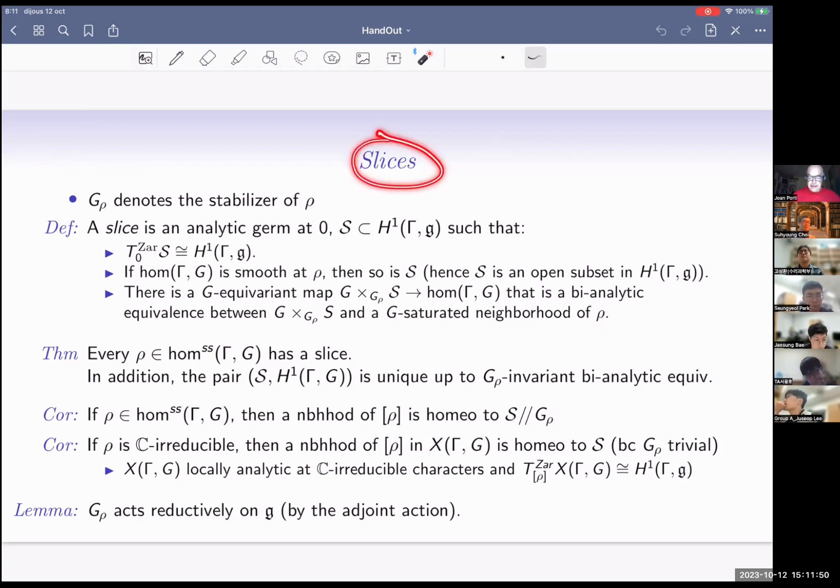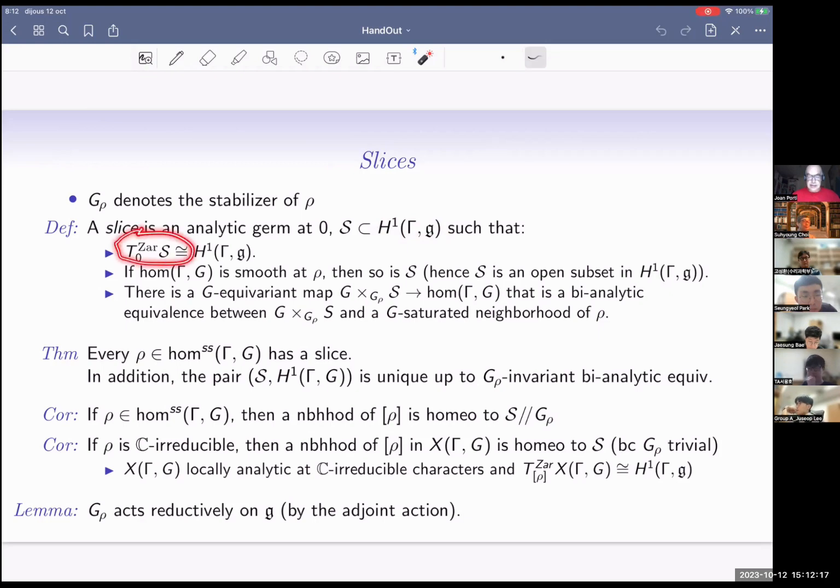So I will insist a little bit on the slices. Instead of the proof, now I want to explain a little bit the theorem. So essentially, what's a slice? A slice is a set that, for convenience, I will put in the Zariski tangent space. Well, in the first cohomology group, and we'll see what this cohomology group means later. And it has two properties.